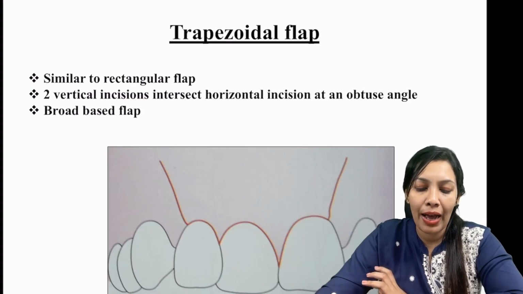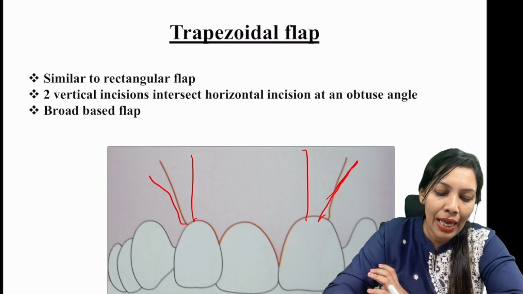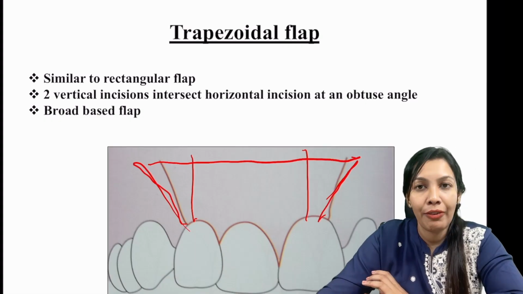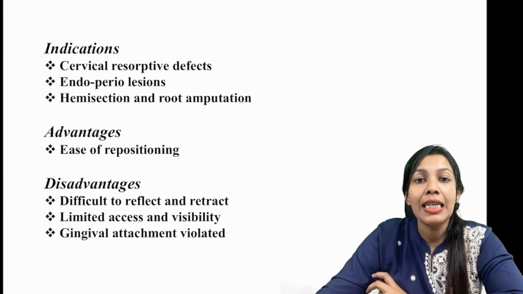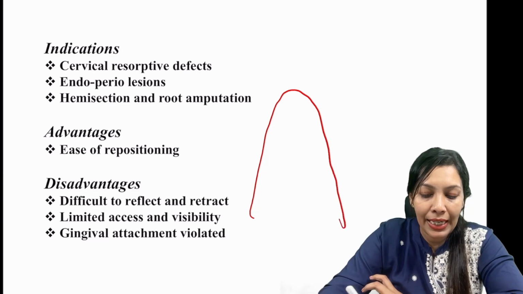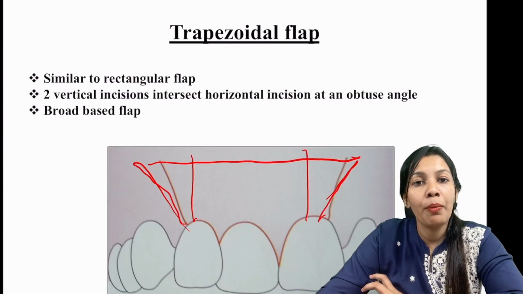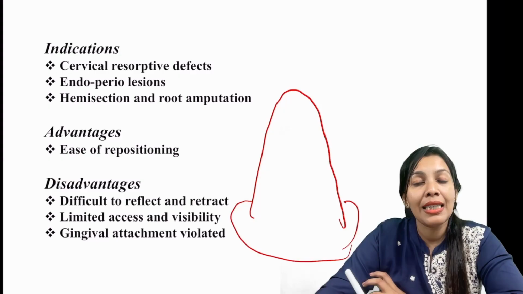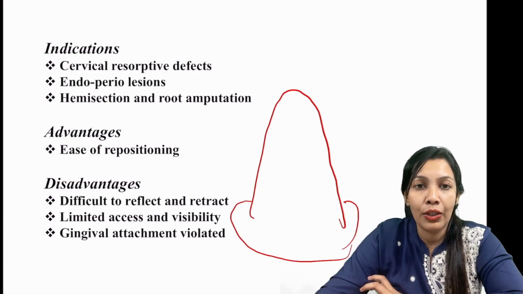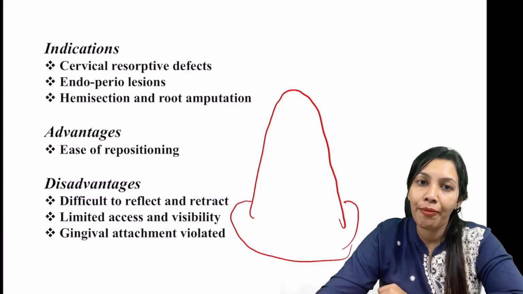Next is the trapezoidal flap, similar to the rectangular flap. The only difference is that there is a slight obtuse angle, and it is also a broad based flap. Where is it indicated? Cervical resorption defect. When there is a resorption defect in the cervical area, in those cases we'll be doing a trapezoidal flap. Next is endoperio lesion. When the connection area has to be seen, we'll be doing this. Hemisection and root amputation also, a trapezoidal flap will be taken.